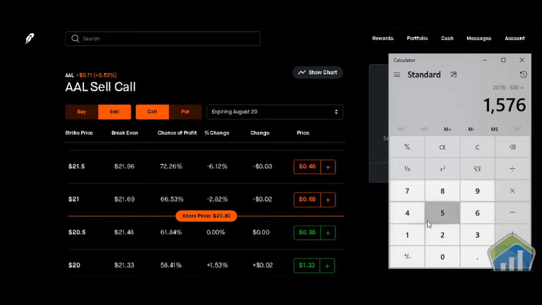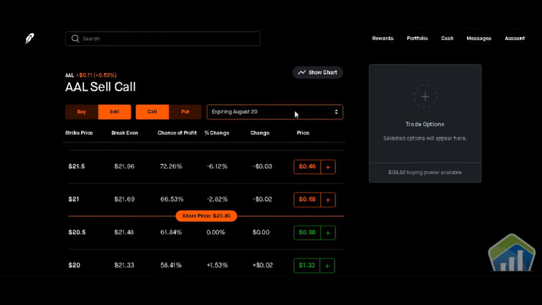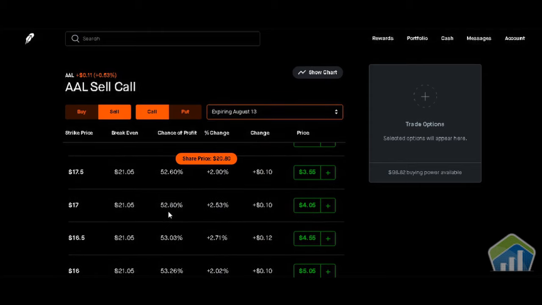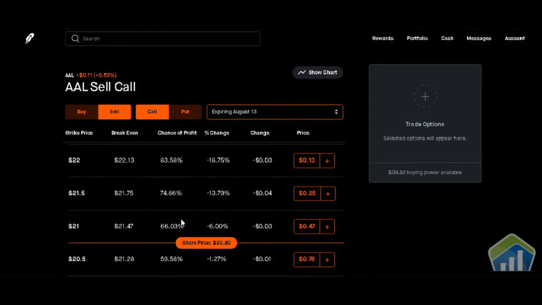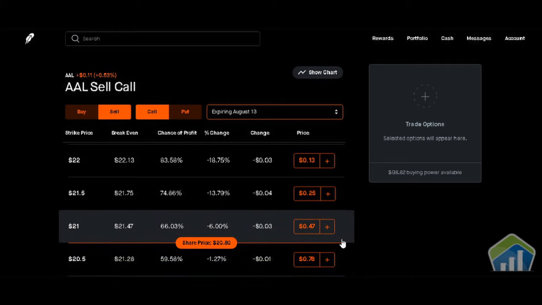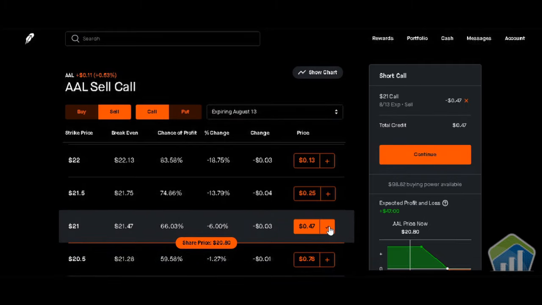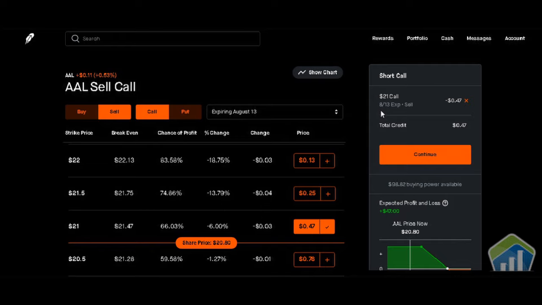So this is basically how you would do the covered calls, and I'm gonna go right through it real quick just to show you. So you've already purchased the shares. You decide to pick the $21 strike price. You would click on the positive sign right here. It says short call, $21 call, expiring August 13th, negative 47 times. It says total credit of 47 cents.